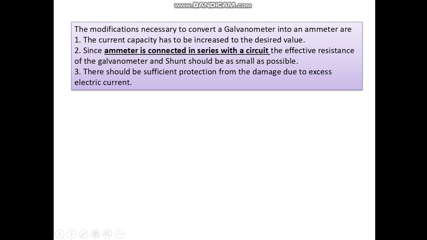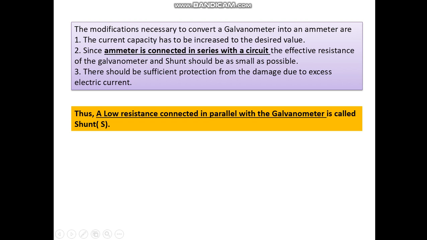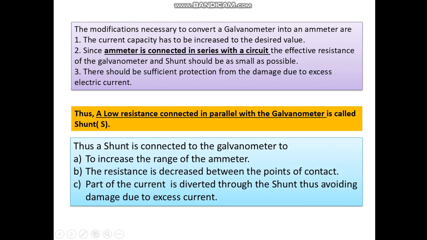Since an ammeter is connected in series with a circuit, the effective resistance of the galvanometer and shunt should be as small as possible. There should be sufficient protection from the damages due to excess current. Thus, a low resistance connected in parallel with the galvanometer is called a shunt. A shunt is connected to the galvanometer to increase the range of the ammeter. The resistance is decreased between the points of contact. Part of the current is diverted through the shunt, thus avoiding damage due to excess current.